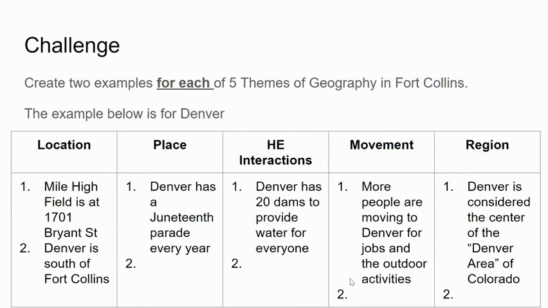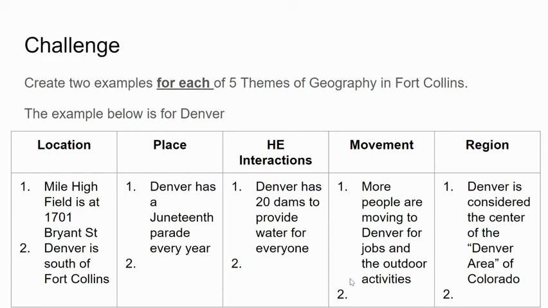Whew, I know. Lots of notes. That is the last I'm having you copy from the slide. What I want you to do in your notes now is to create 2 examples for each of the 5 themes of geography about items or examples in Fort Collins. So I didn't have room on the slide without making the font really small, but I have examples about the different themes of geography in Denver.